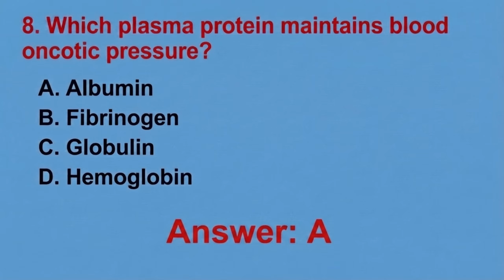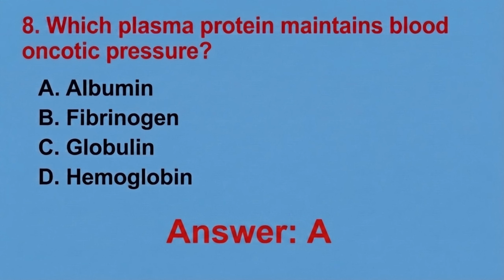So why are the other options wrong? Let's start with option B, fibrinogen. Fibrinogen is involved in blood coagulation and is converted into fibrin during clot formation. Option C is wrong because globulins mainly function in immunity, transport, and antibody-related activities. Option D is also wrong because hemoglobin is an intracellular protein found inside red blood cells rather than plasma, and it usually helps in transporting oxygen.